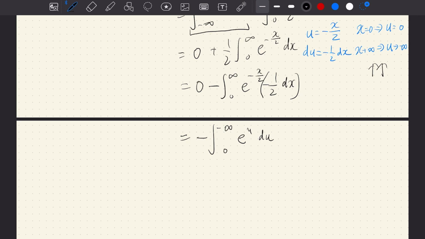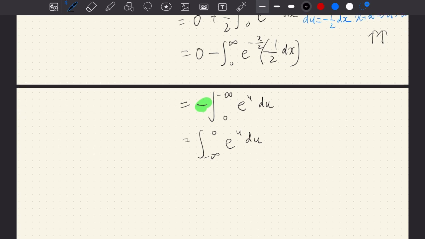So because here you have negative infinity and 0, but you have a negative sign here, you can swap the upper and lower limits of the integral and eliminate the negative sign, so it is equal to something like this, right? Okay, so now we can find the antiderivative. The antiderivative of e to the u is just e to the u, okay? You want to evaluate it from negative infinity to 0, okay?